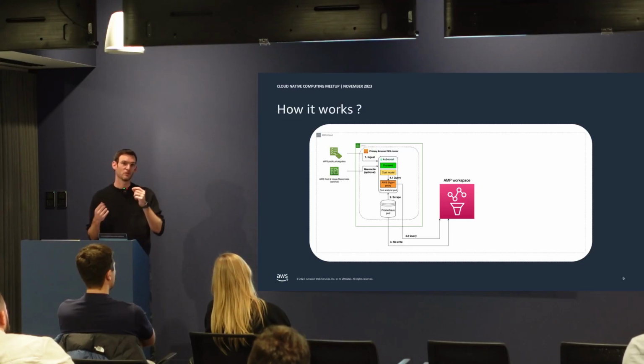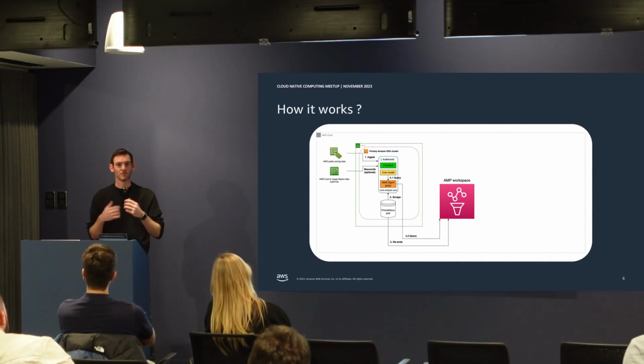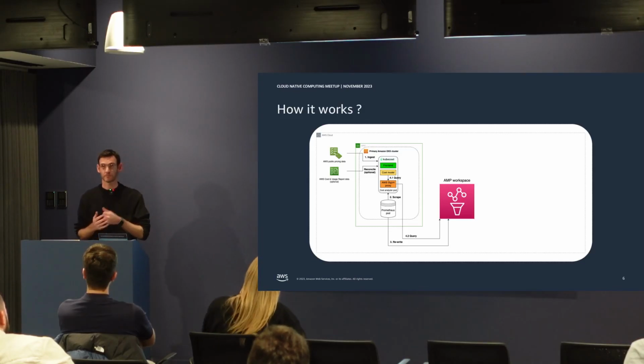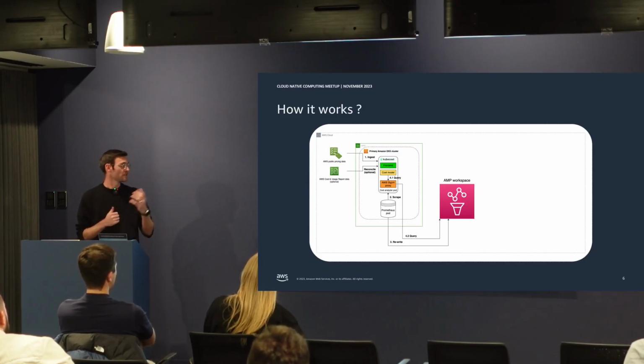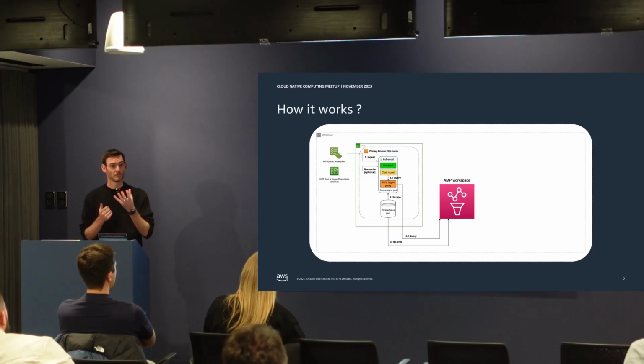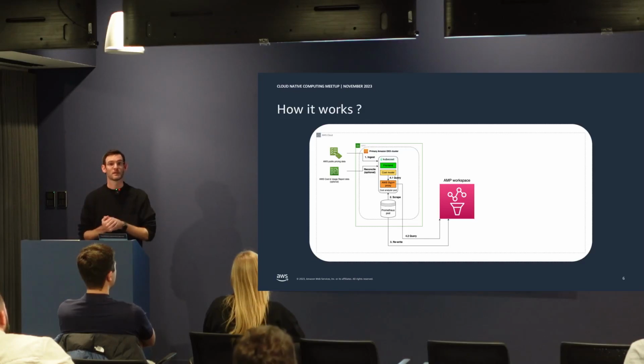So in AWS, when you call an API, we use SigV4 signature to authenticate the caller or the client. And this container here is just here to act as a proxy, to get the AWS credentials, and to be able to access the Amazon Managed Prometheus workspace.